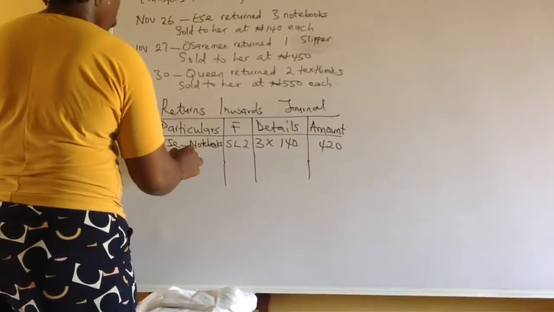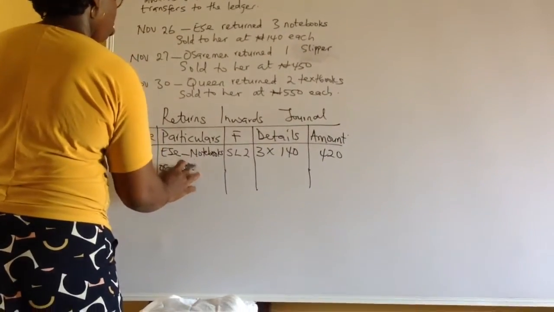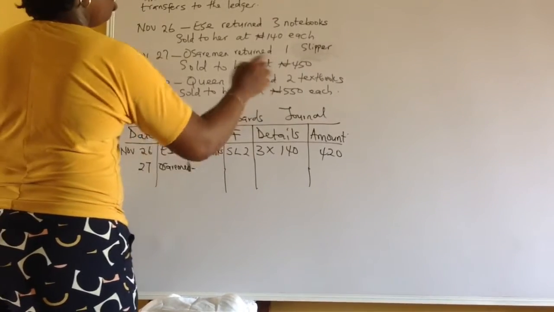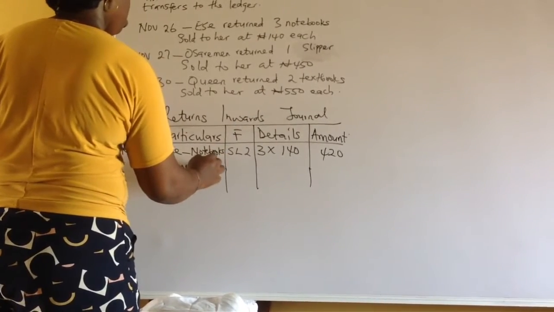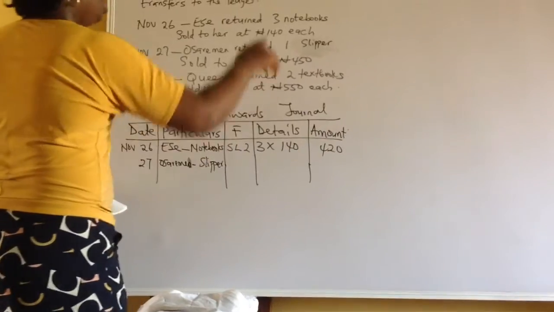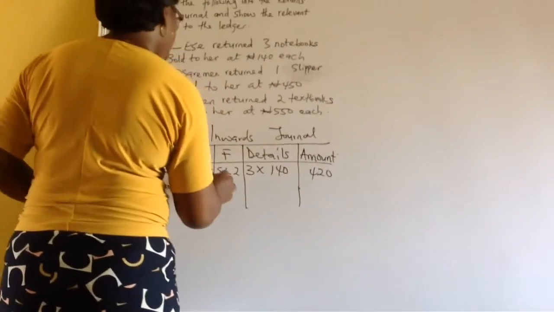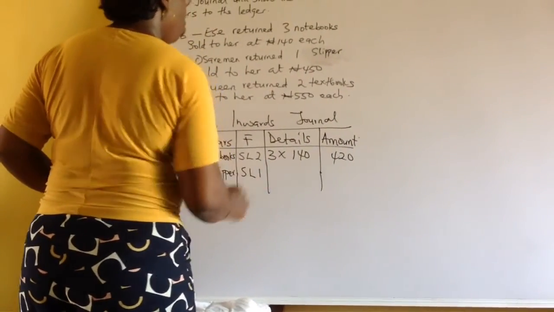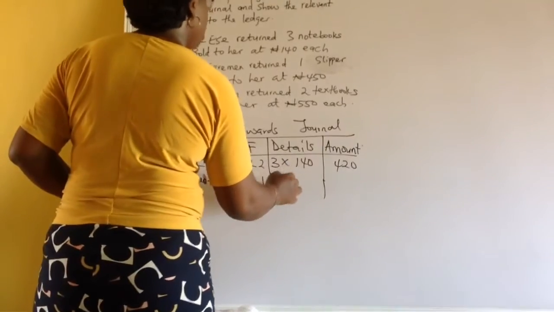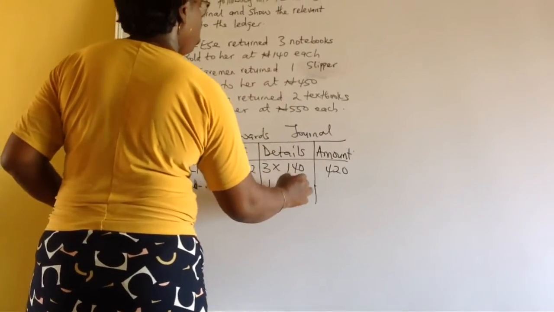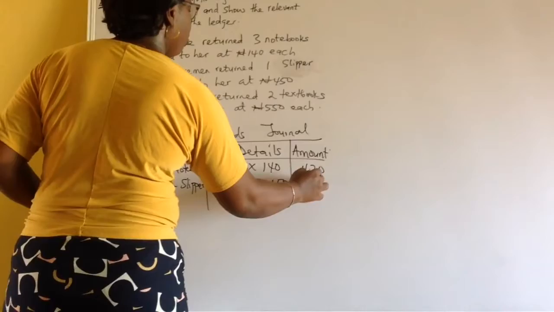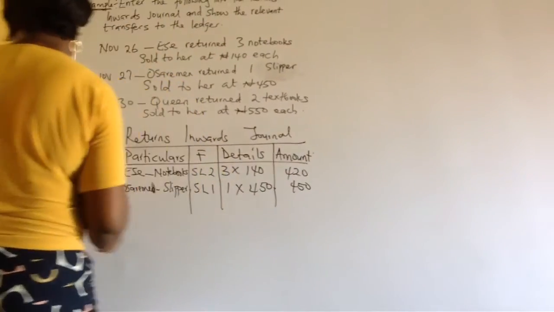What did he return? He returned slipper. This transaction was recorded on page 1 of the sales ledger times 450 to give you 450 naira.